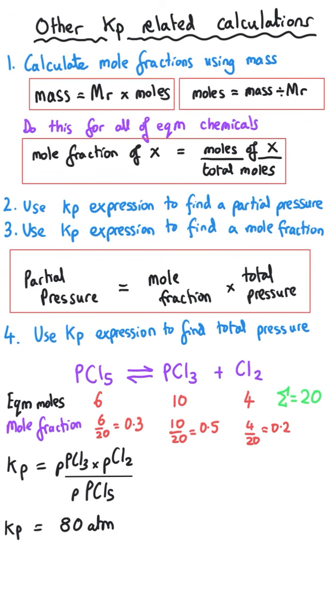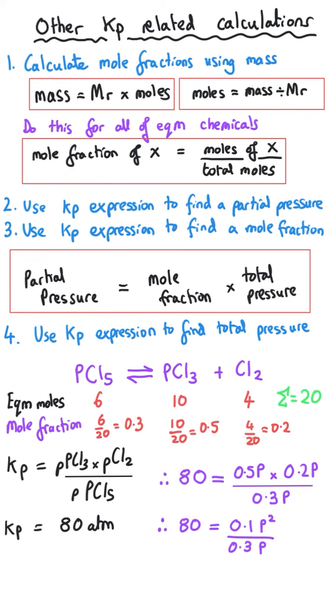Since partial pressure is mole fraction multiplied by total pressure, we can substitute this in to our Kp expression, and let's just use the capital letter P for this unknown total pressure. And so we've got 80 is equal to 0.5 P multiplied by 0.2 P divided by 0.3 P. And now the temptation is to use a quadratic, because what you'd be left with on the top is a P squared term and a P term on the bottom.